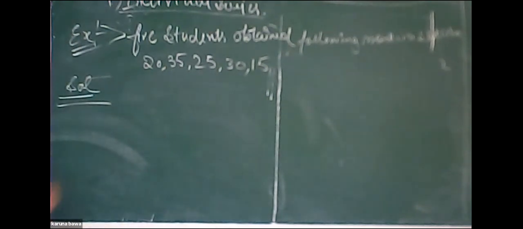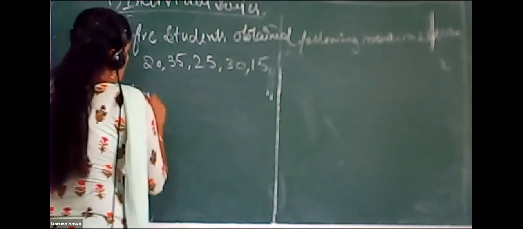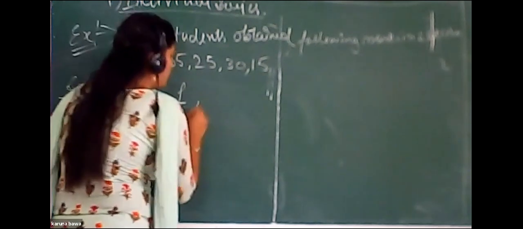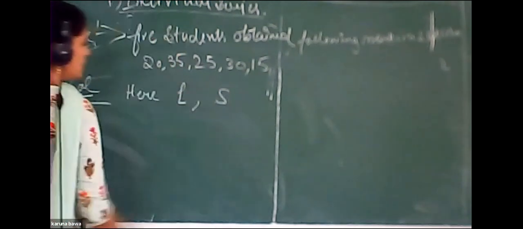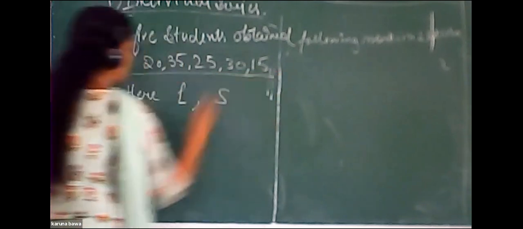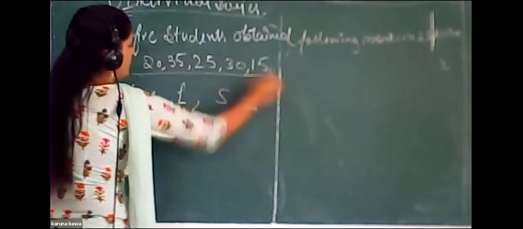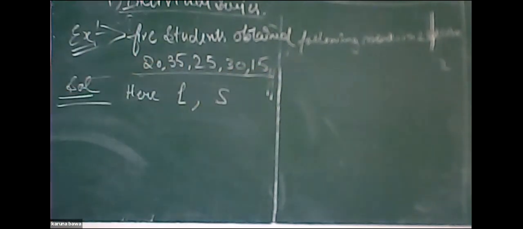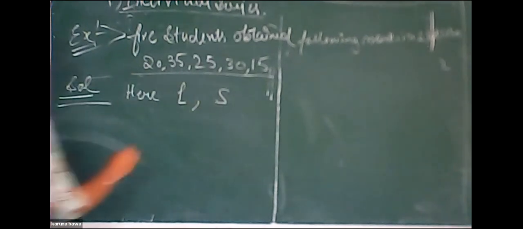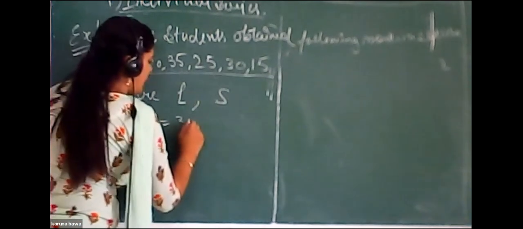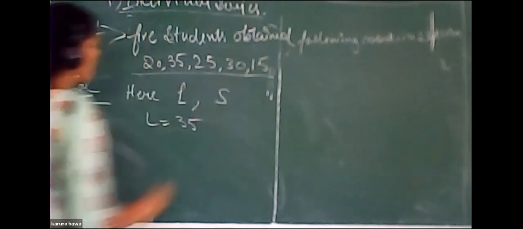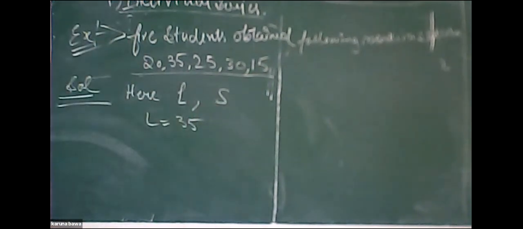First of all, here we find out the largest value and the smallest value in the series. So the largest value in the series is 35 and the smallest value in the series is 15.